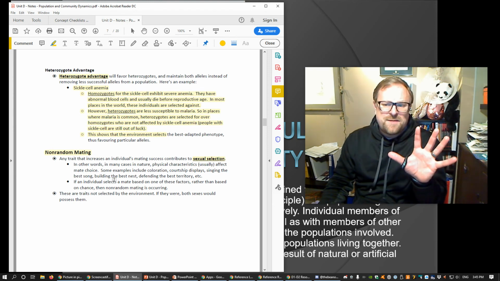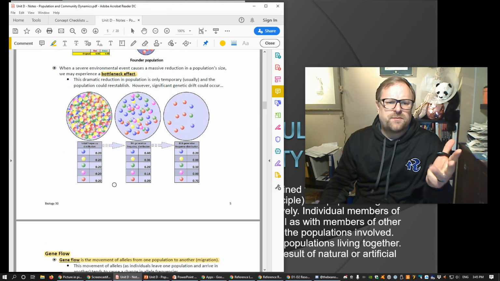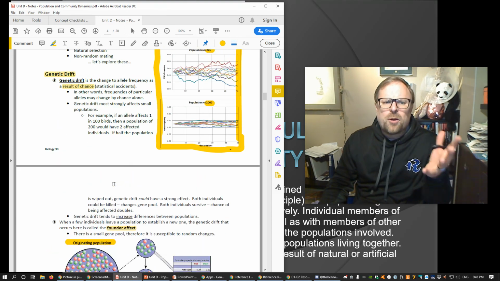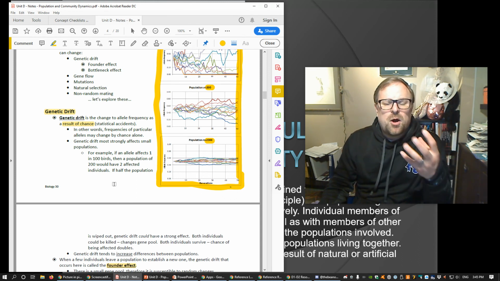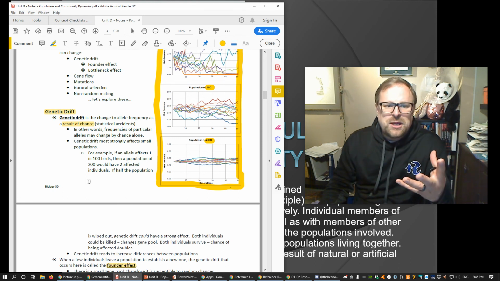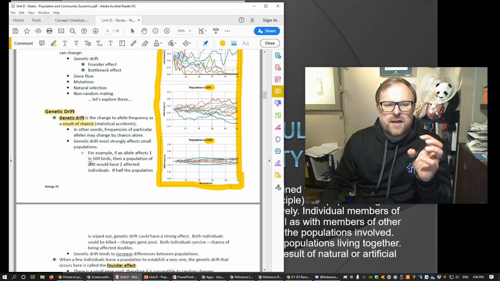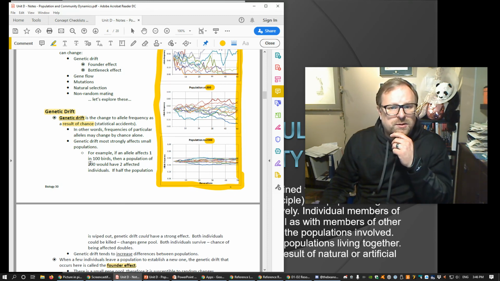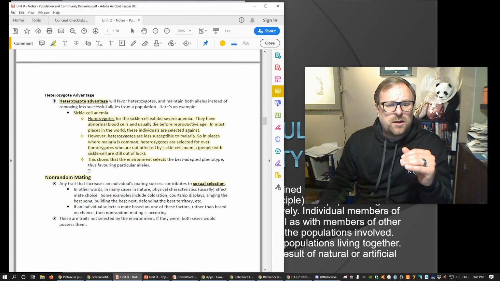So those 5 things: non-random mating, natural selection, mutations, gene flow, and genetic drift, when one or all of them are present, then a population's gene pool will change over time. How much it changes depends a lot on the population and other factors that are a little bit beyond what this course is going to go through. So that's my general rundown of concepts D1 and D2.